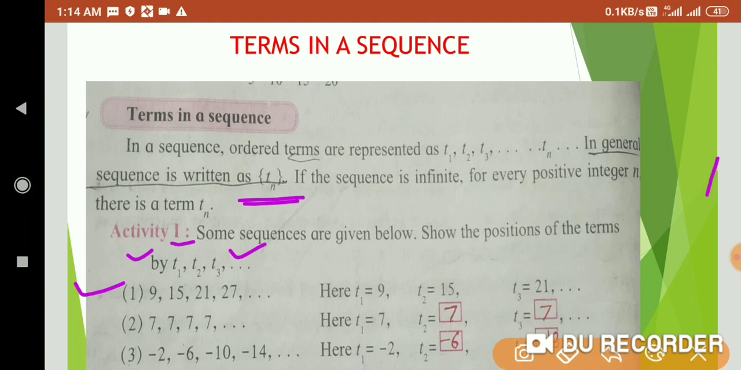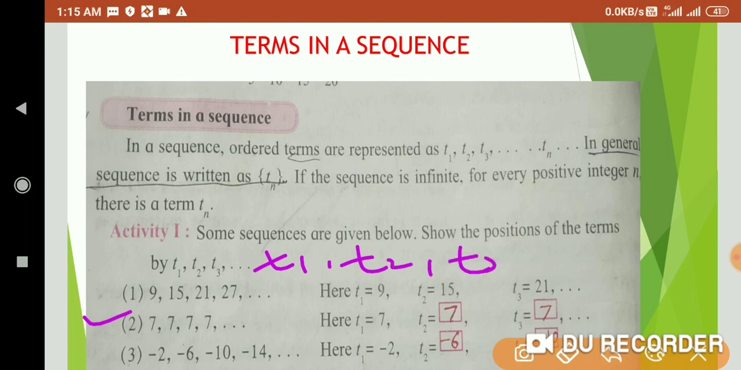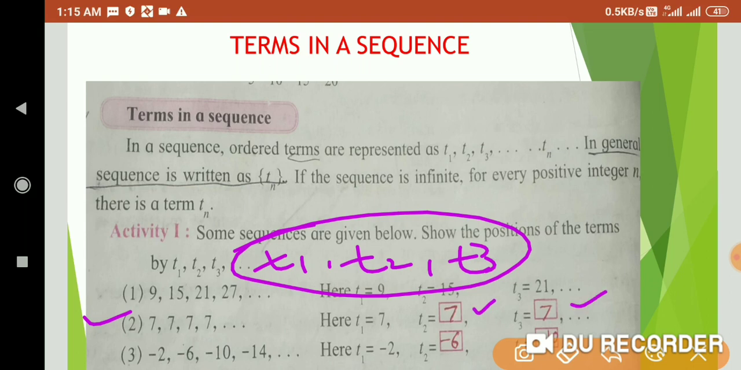Now see the first example, the sequence of numbers 9, 15, 21 and 27. Here 9 is T1. Now T2 is equal to 15 and T3 is the third number, that is 21. Okay, student? Now see the second example. In the second example, all the numbers are 7, and therefore here T1, T2, T3, all these terms are the same. See, in the box, 7 is filled up.